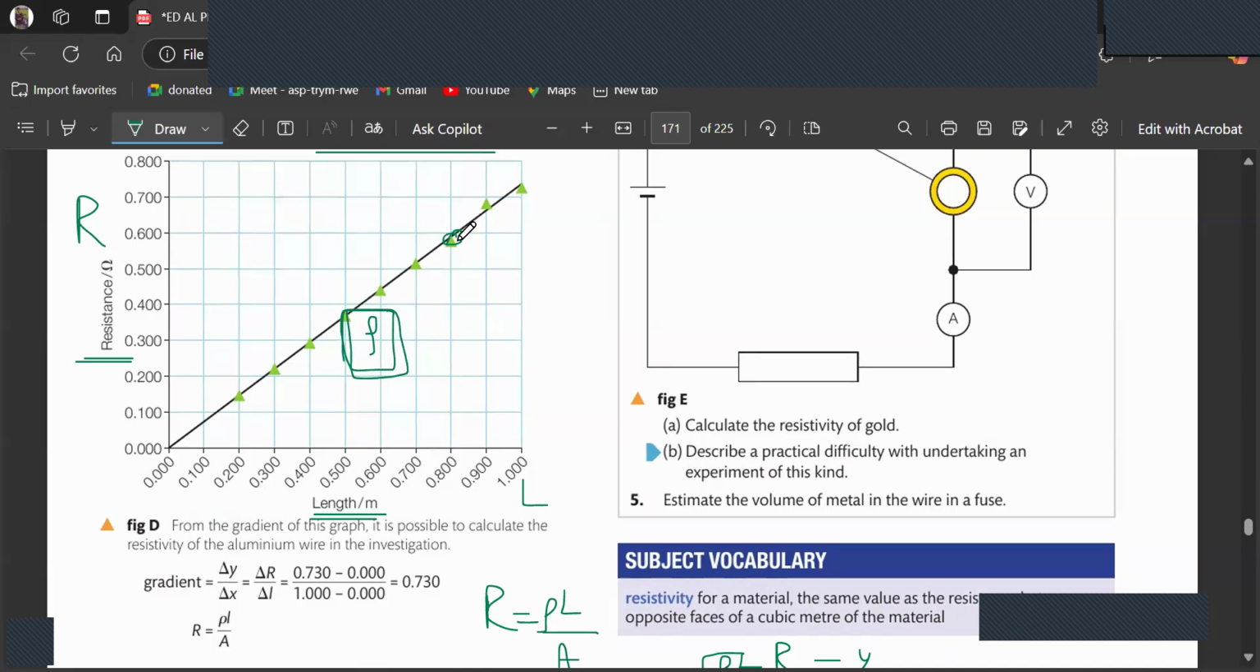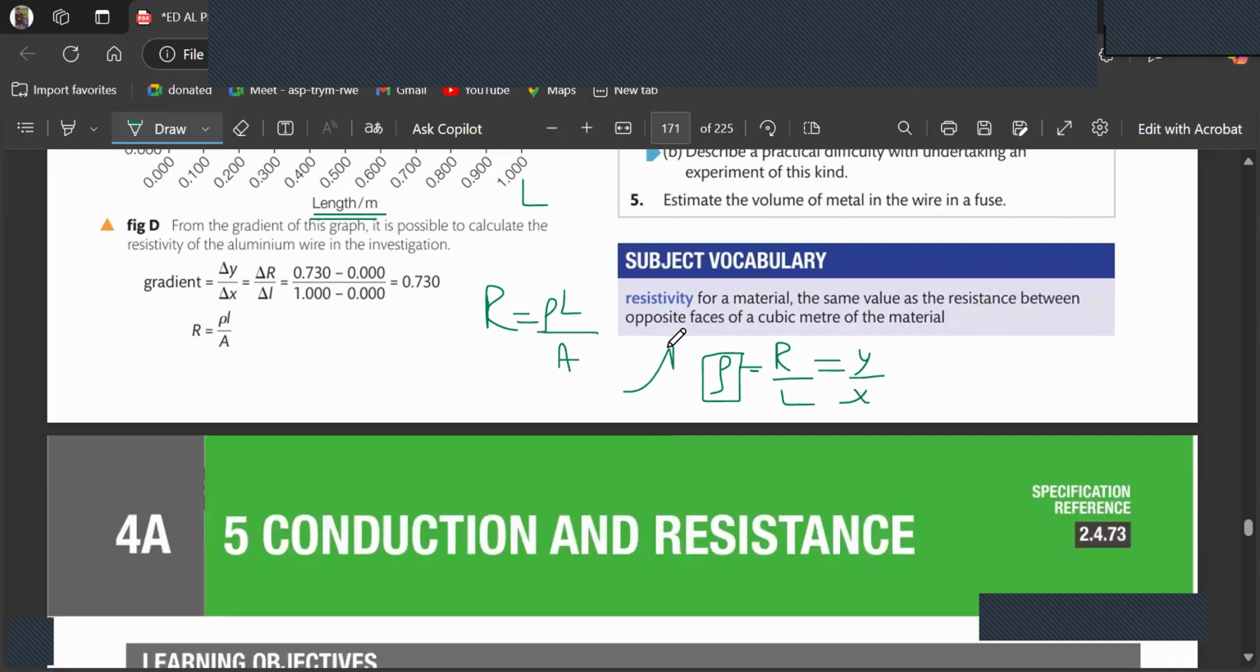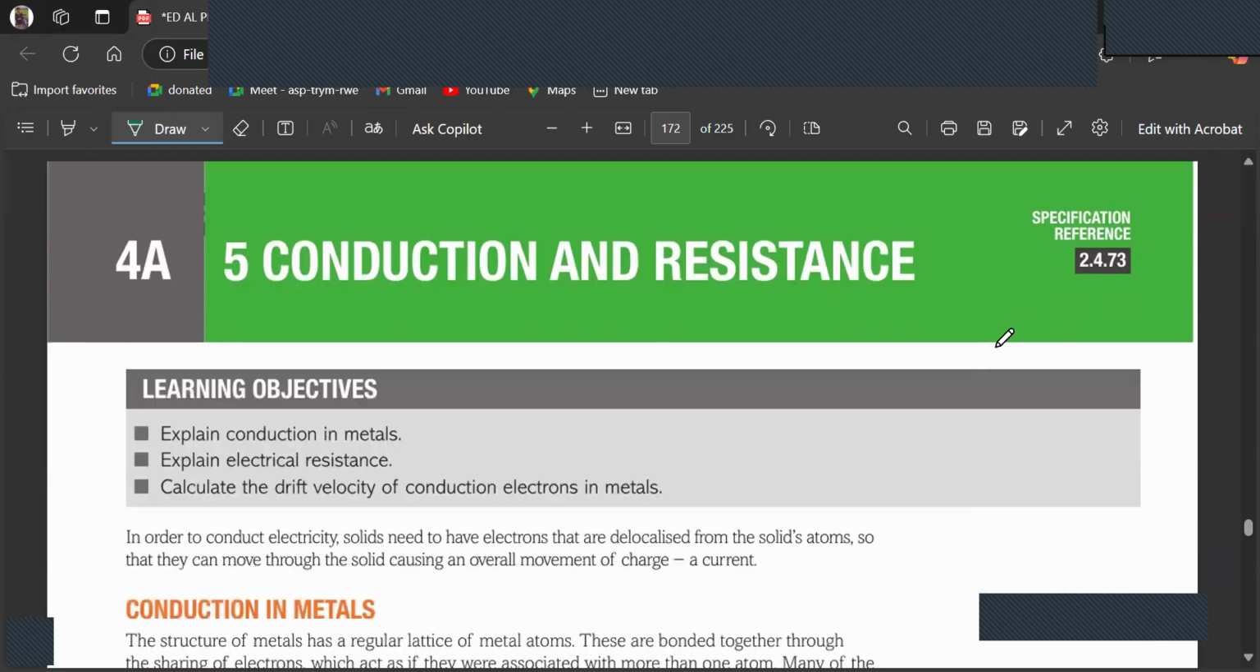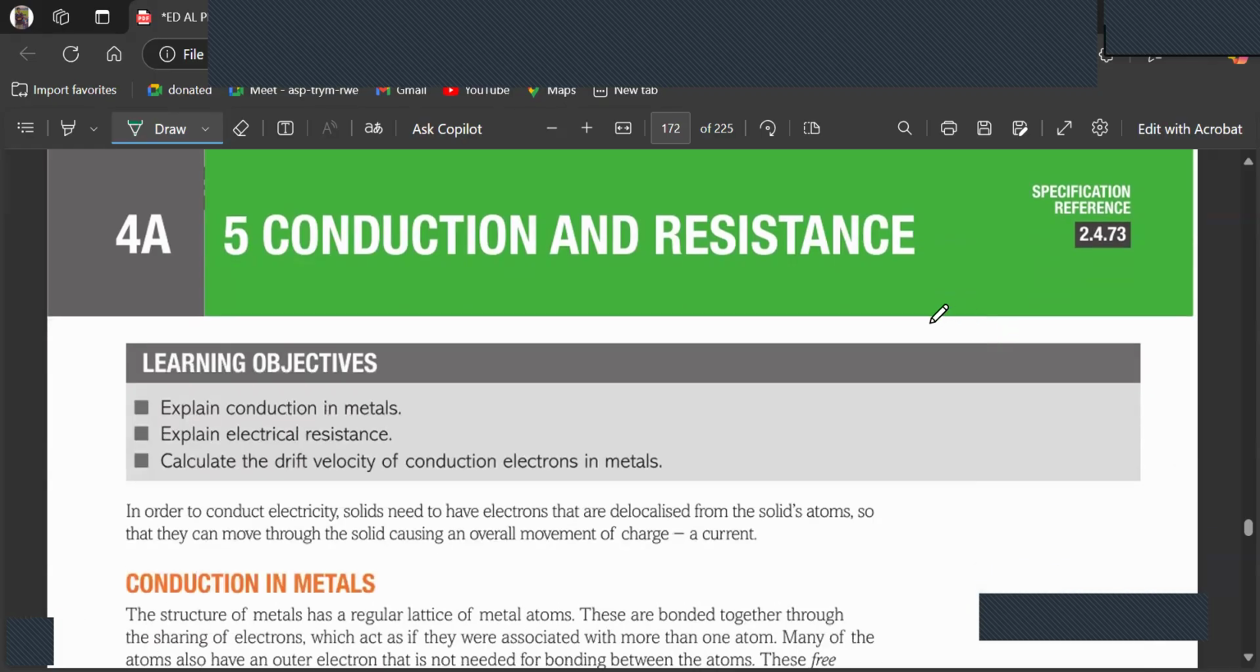You can take any two points and then calculate the gradient by using y2 minus y1 divided by x2 minus x1. So resistivity for a material is the same value as the resistance between opposite faces of a cube of the material. Clear? But they are oppositely proportional.